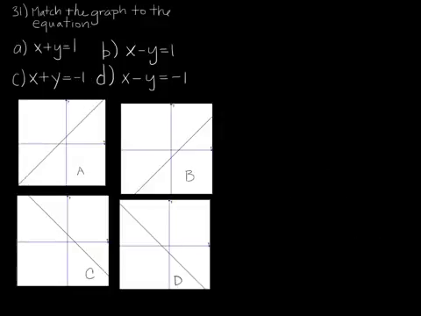In problem 31, we need to match the equations of the lines to the graphs of the lines. Before getting started, I think it's best to change the equations of these lines into slope-intercept form so you can read off the intercepts and the slopes much easier. So let's go ahead and do that.